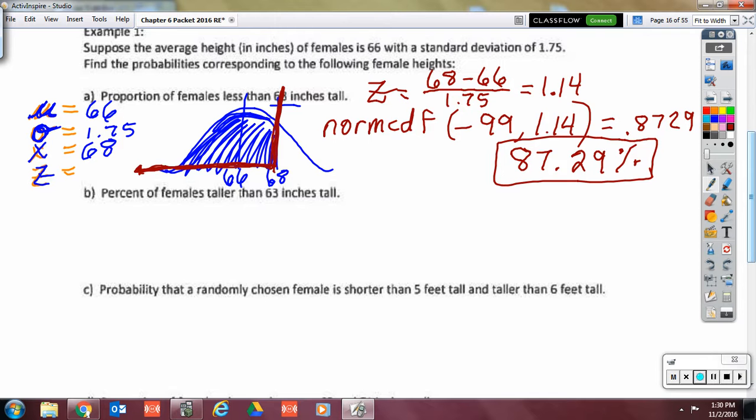All right, so I want you to do that for B. Try that for B. See if you can do this one. The percent of females taller than 63. See if you can try that one just the same way.